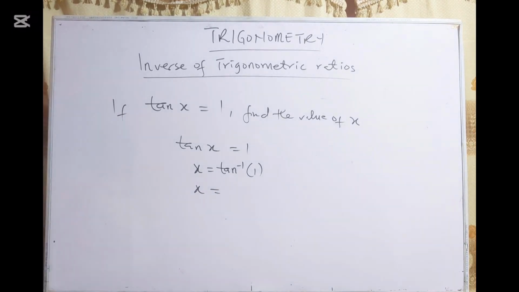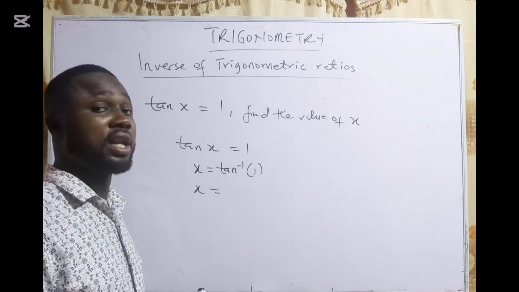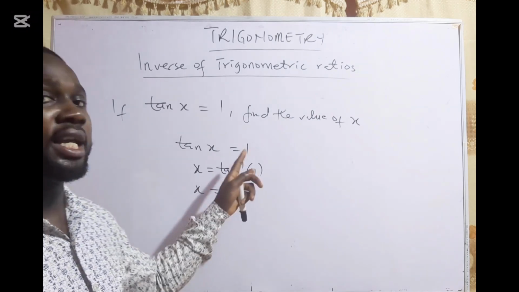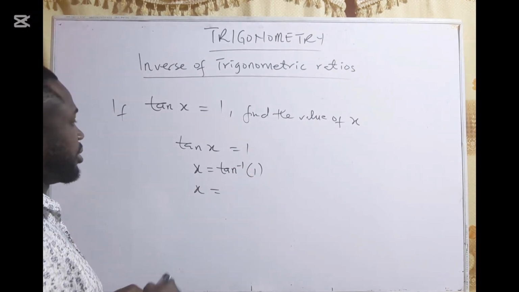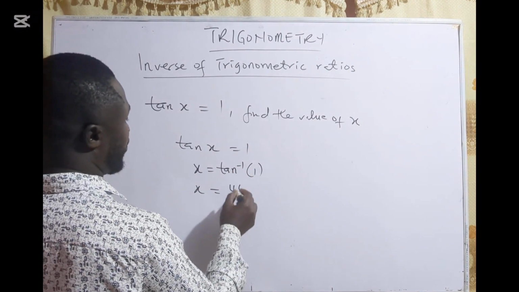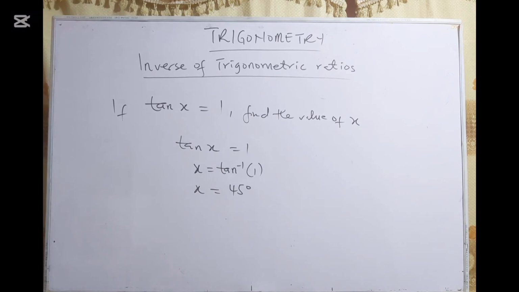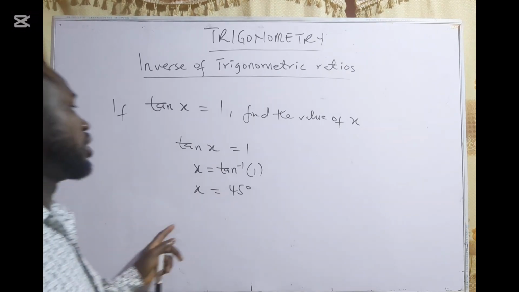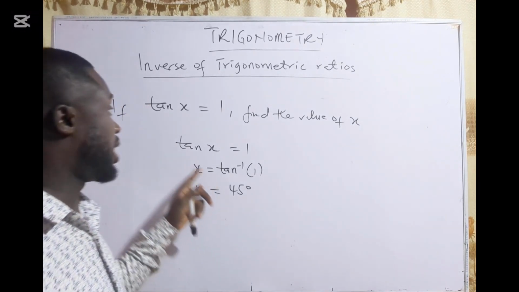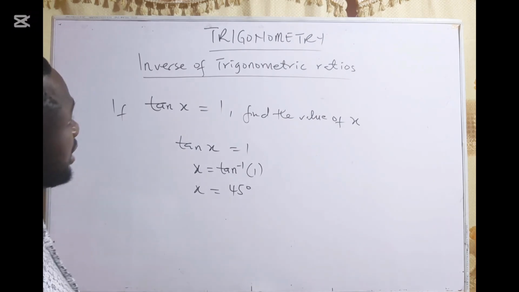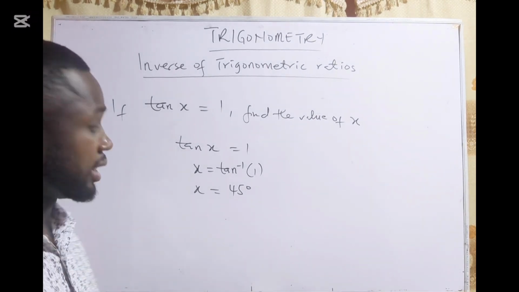So when you have a calculator, you press shift and press tan, and you are going to get tan inverse of 1. And what will be tan inverse of 1? That will be 45 degrees. So tan inverse of 1 gives me 45 degrees. It means that tan 45 will give you 1.